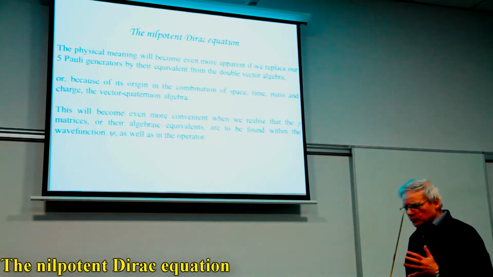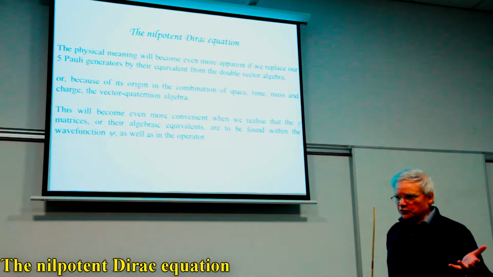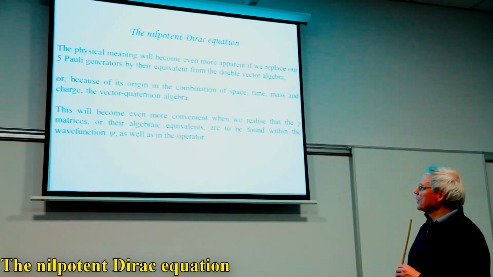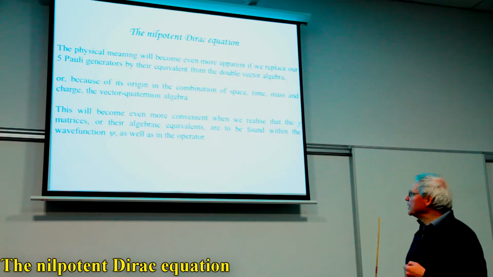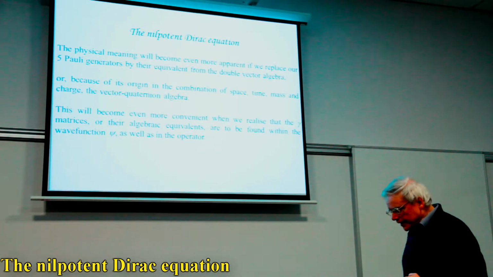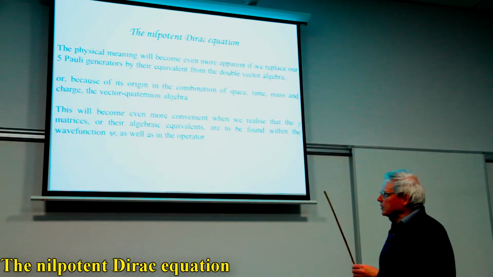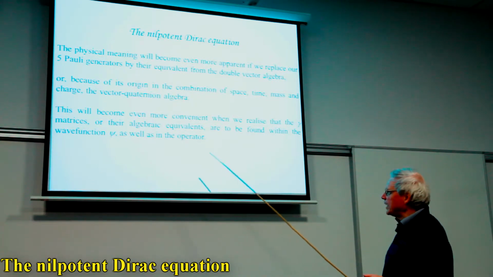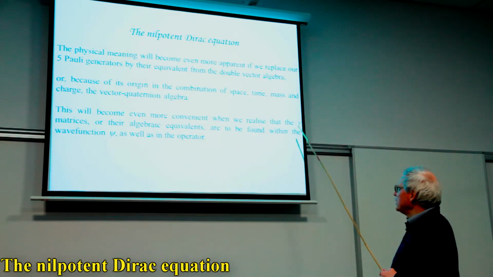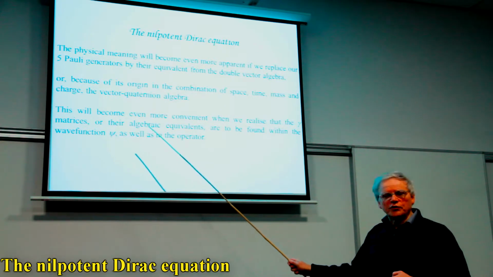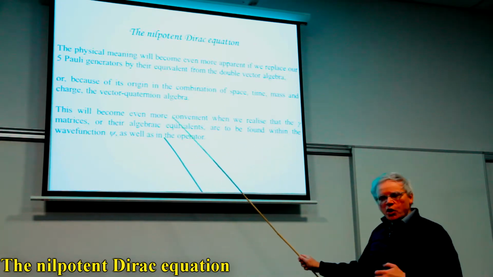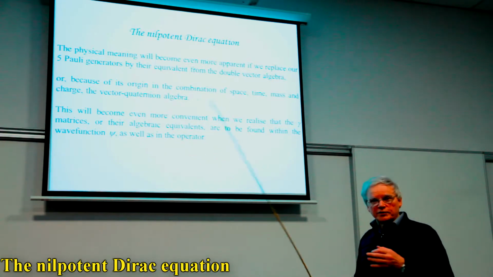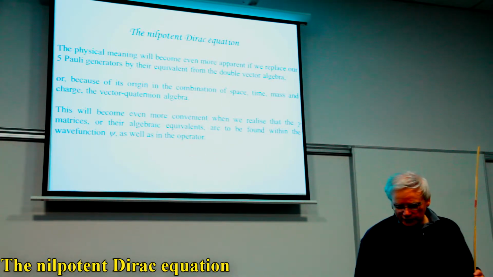In fact, we will probably choose a vector quaternion algebra, which we know we can use, because that is equivalent. And that's because that has a specific physical meaning for us. And we will find out even more interesting results from this when we find out that not only are the gamma matrices, all these algebraic equivalents, within the operator, they're also within the wave function. But we've got to find that to be true.